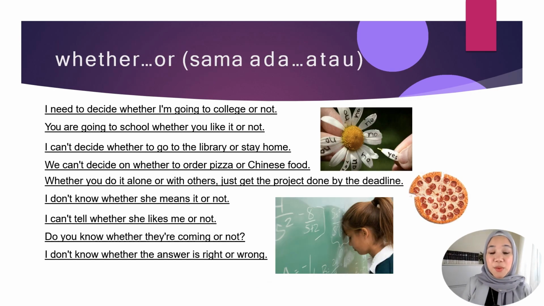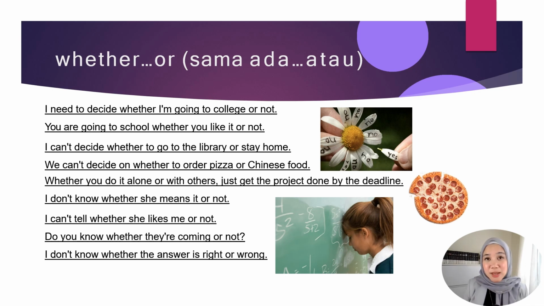Let's look at the next one, whether or. Sama ada atau. I need to decide whether I'm going to college or not. Saya perlu decide sama ada saya nak pergi college ataupun tidak. You are going to school, whether you like it or not.